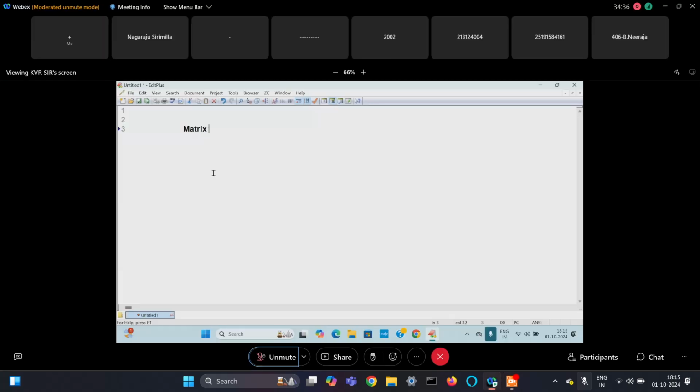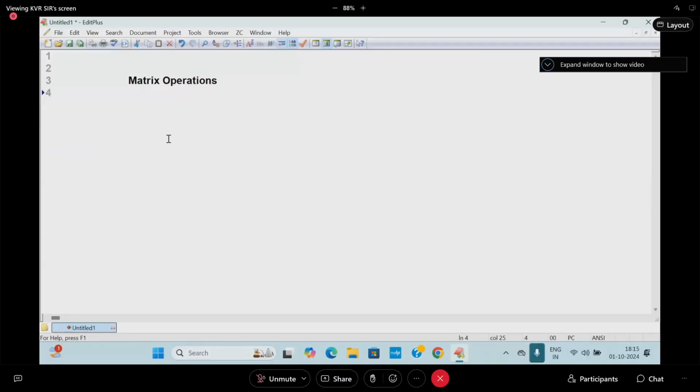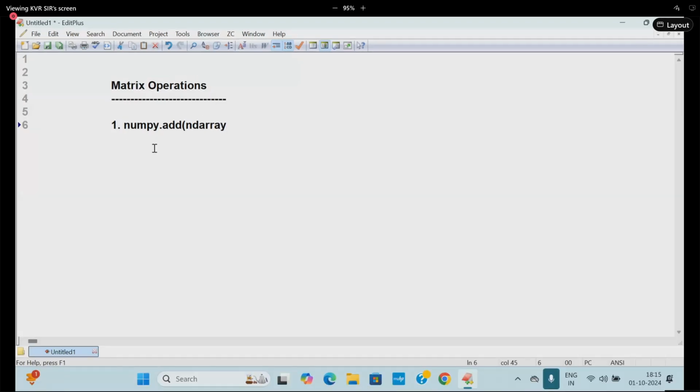Functions we did. So how many functions are available? Number one, start with numpy.add of ndarray obj1, comma, ndarray obj2.